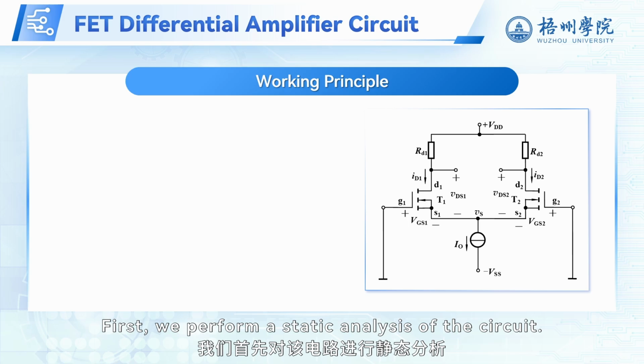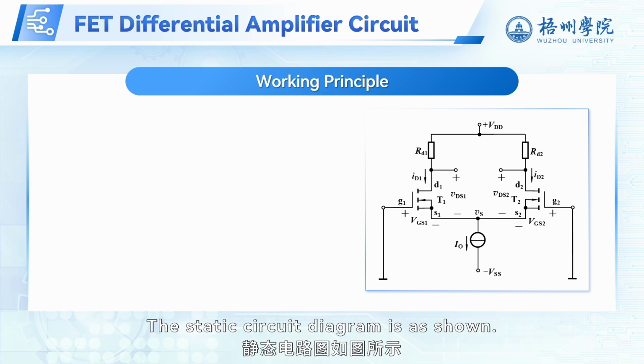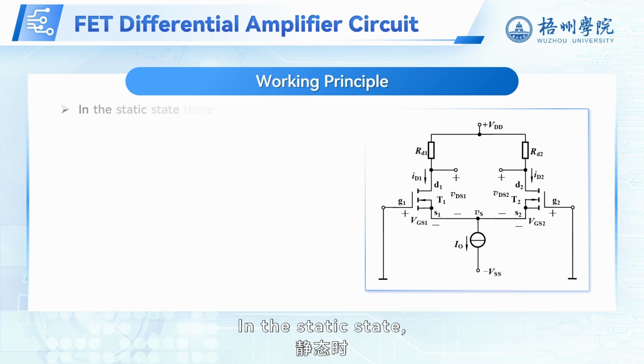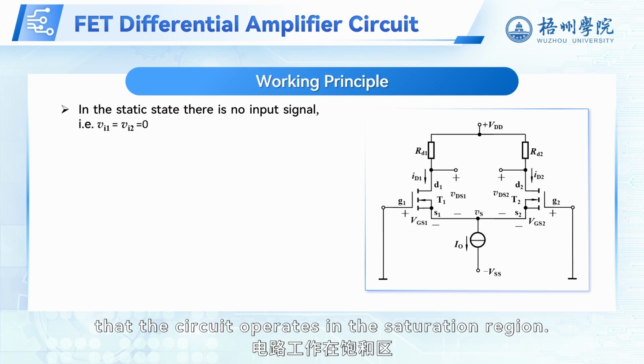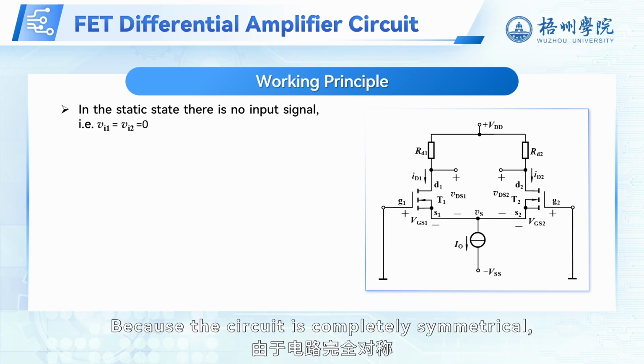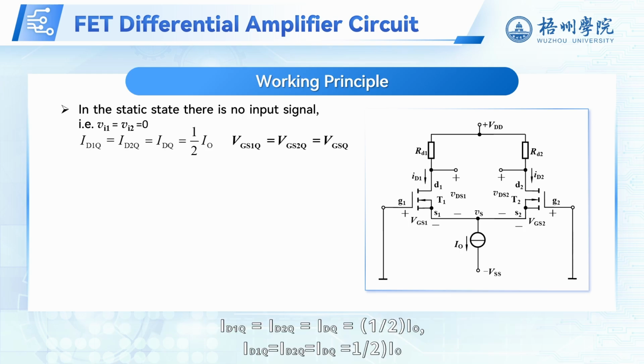First, we perform a static analysis of the circuit. The static circuit diagram is as shown. In the static state, there is no input signal, i.e., V_I1 equals V_I2 equals 0. We first assume that the circuit operates in the saturation region. Because the circuit is completely symmetrical, we can obtain I_D1Q equals I_D2Q equals I_DQ equals 1/2 I_O, and V_GS1Q equals V_GS2Q equals V_GSQ.